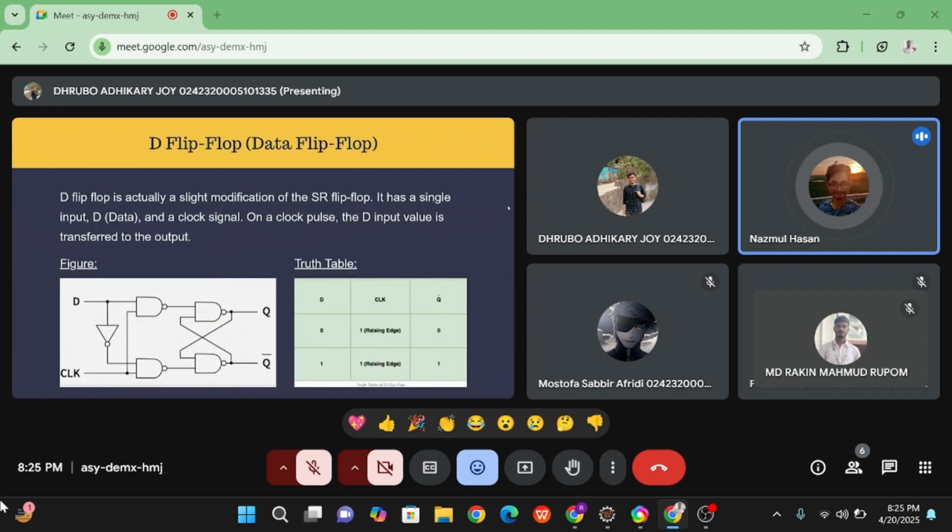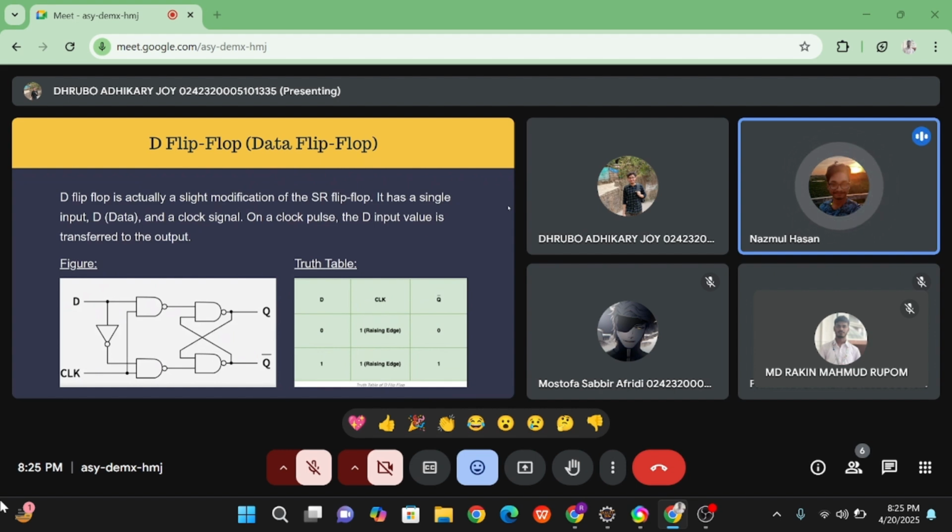Now let's look at the D flip-flop, which is also called the data flip-flop. It has only one input, D. Whatever data you give at D gets transferred to the output, only on the clock edge. If D is 1 when the clock ticks, the output becomes 1. If D is 0 when the clock ticks, the output becomes 0. It's like a camera that only takes a snapshot when you click the button.